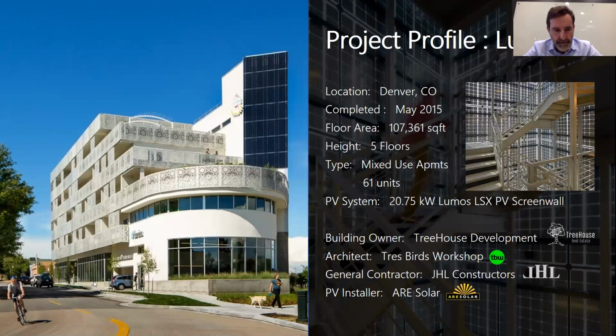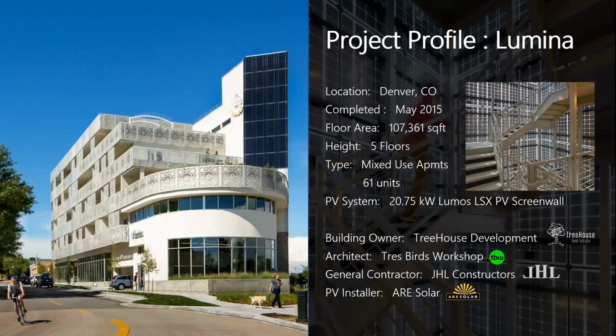Can you guys hear me? Okay, perfect. So, the Lumina case study, the main event. We almost lost it right before the main event. The Lumina building is a project that I had the pleasure of being a part of with the Lumos team back in 2014 or 2015. It's a roughly 100,000 square foot multi-use apartment building. It features 20.75 kilowatts of Lumos LSX PV, and it encloses an exterior stairwell.